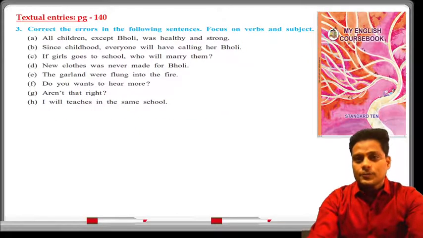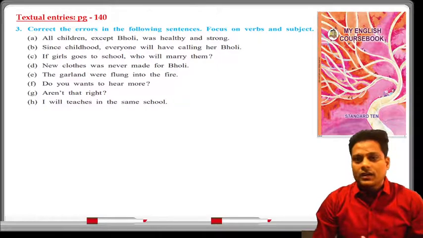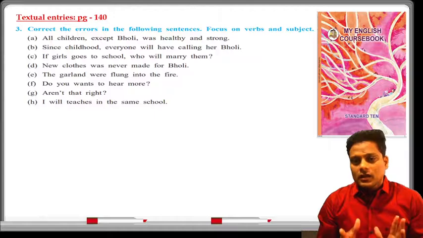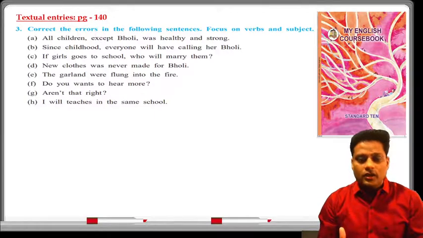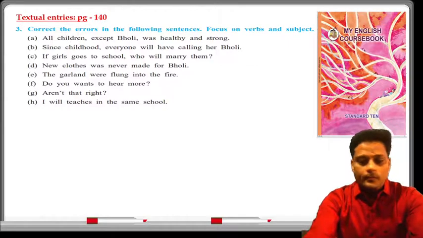There is a textbook entry. This is 10th standard Marathi medium, and the exercise says: correct the errors in the following sentences. Focus on verbs and subject. So they have clearly established that it's a subject verb disagreement. You will have to rectify. And it is at this point that you can pause the video, and whenever you're ready with the answers, you can resume. All right, I am now going to give the answers.